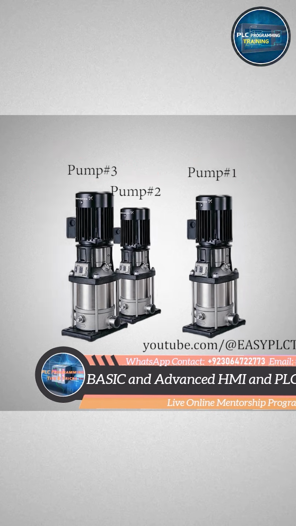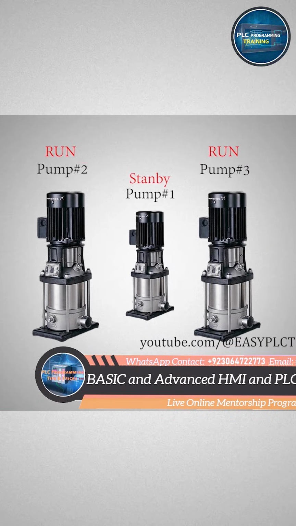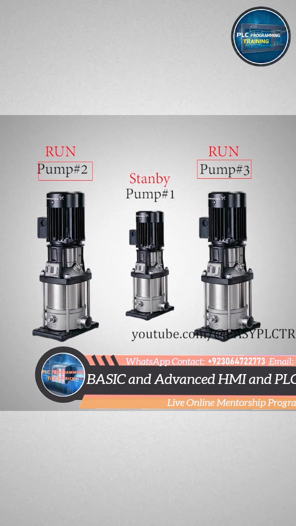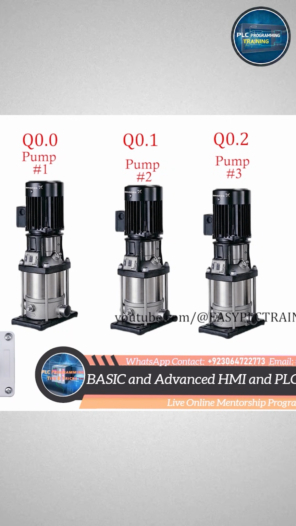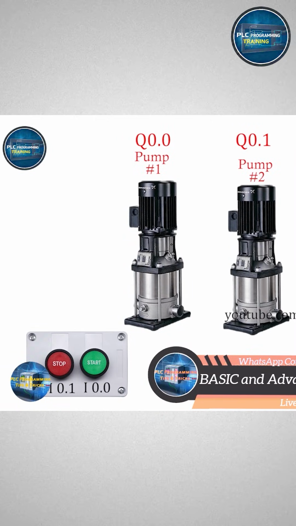In the next cycle, pump number 2 and pump number 3 should turn on, and pump number 1 should remain standby. So this is the duty cycle sequence which we will be trying to make today in the PLC program. Pumps number 1, 2 and 3 are connected at Q0.0, Q0.1 and Q0.2 outputs of the PLC respectively. Similarly, start and stop push buttons are connected at I0.0 and I0.1 inputs of the PLC.